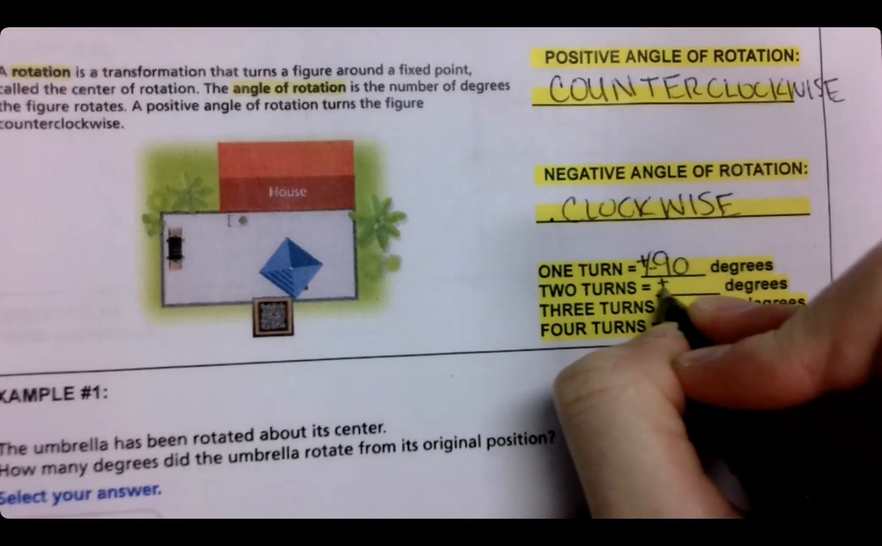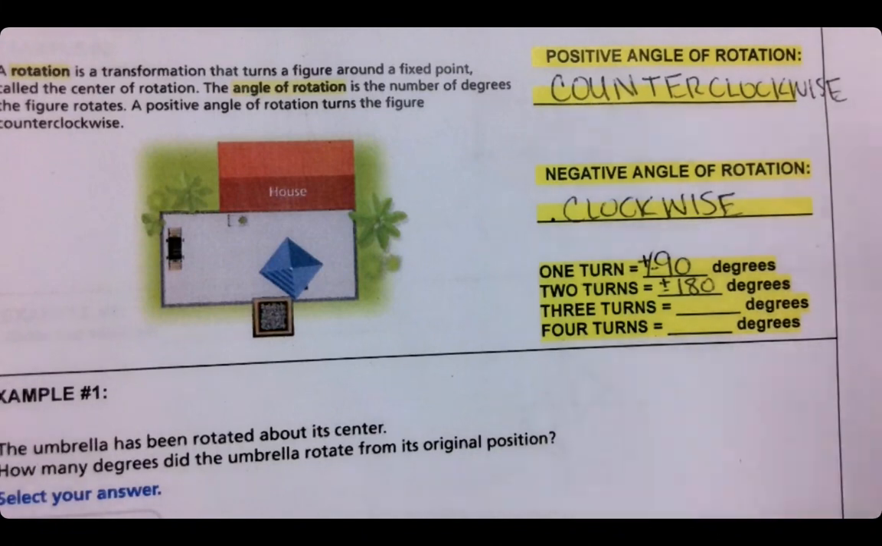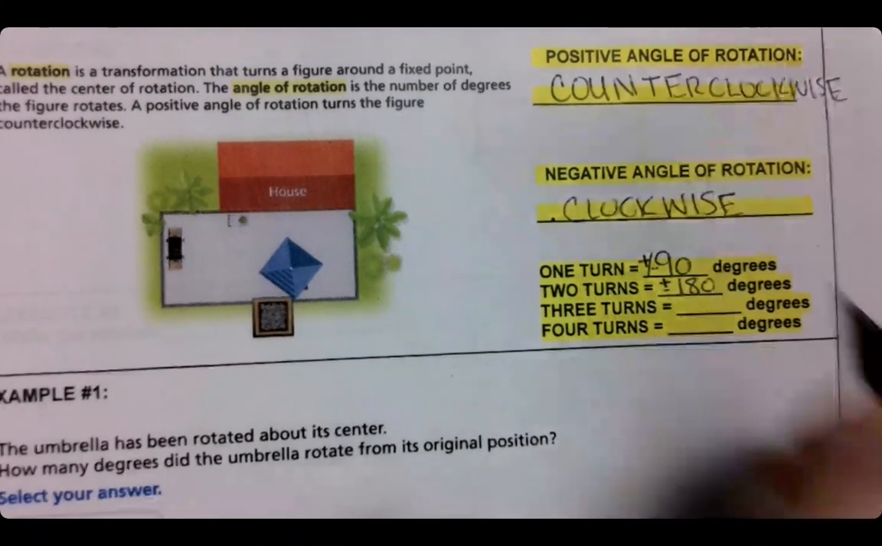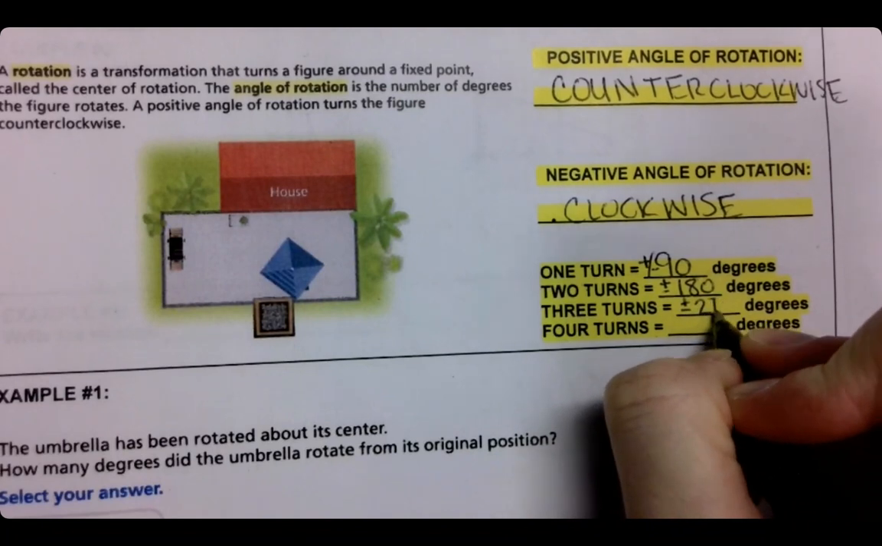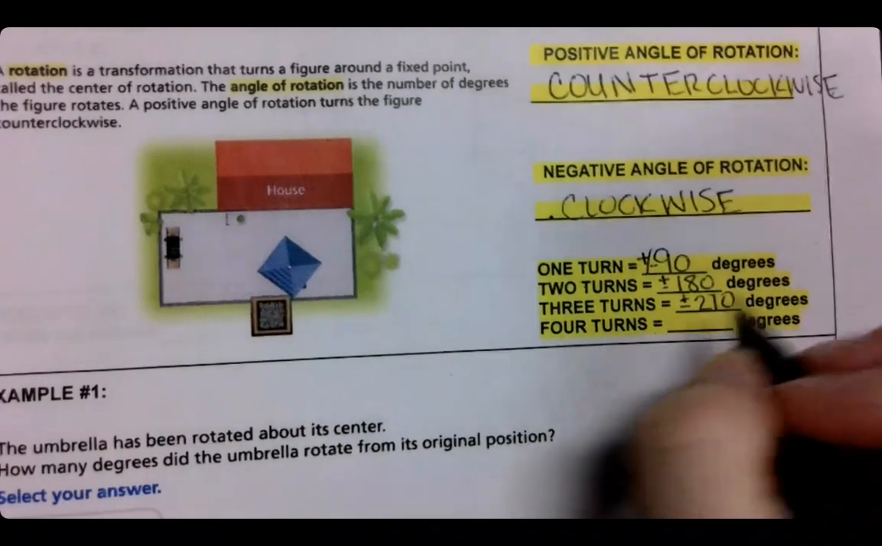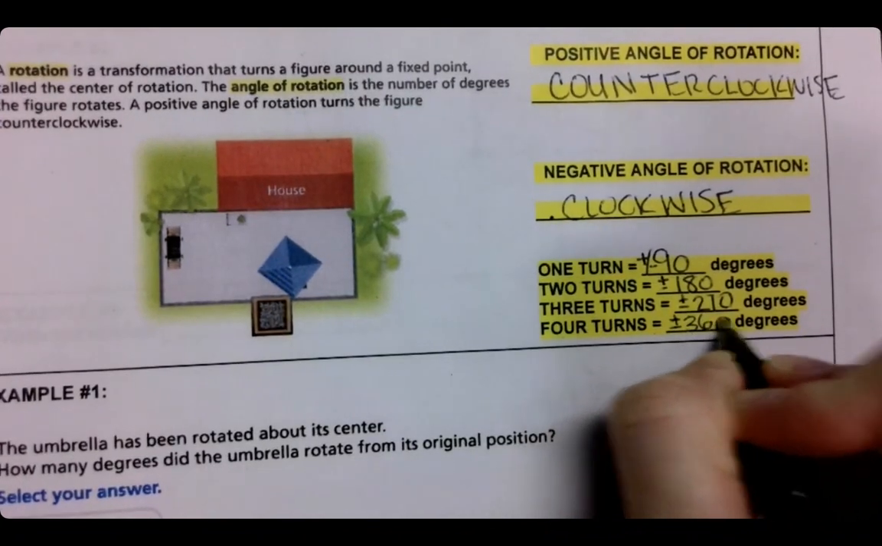And then we have positive or negative. 2 turns is 180, which really, 2 turns doesn't matter which way you go because you end up in the same spot. Positive or negative, and then 270. Notice how we're just adding 90 every single time. And then positive or negative 360.